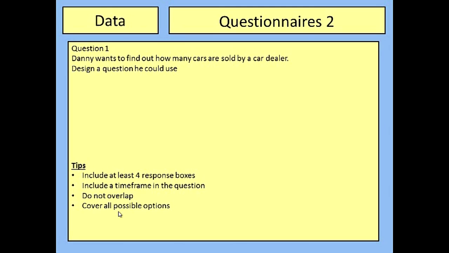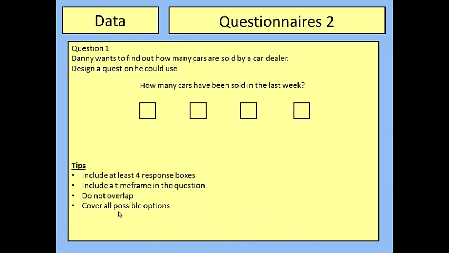Okay, so Danny wants to find out how many cars are sold by a car dealer. It doesn't give me a time frame, so I'm going to make one up and make sure I include it. And we're going to say how many cars have been sold in the last week. Now I'm going to assume this is a fairly successful car salesperson, so instead of having fairly small numbers, I'm going to go with 0 to 5, 6 to 10, 11 to 15, and 16 or more. So that makes sure that it covers all of the possible eventualities, 0 and anything bigger than 15, and I've got no overlaps in there, so that's going to hit me full marks on my exam.